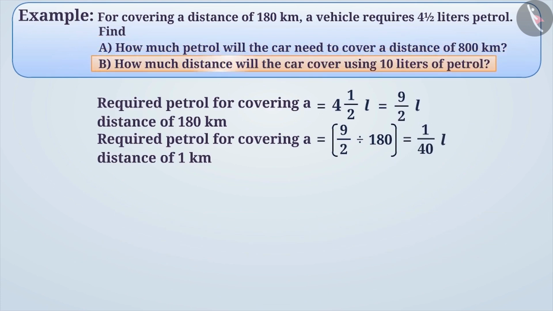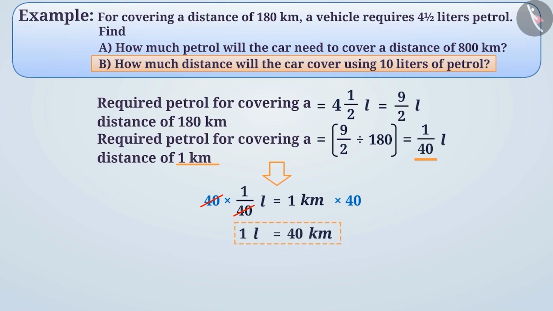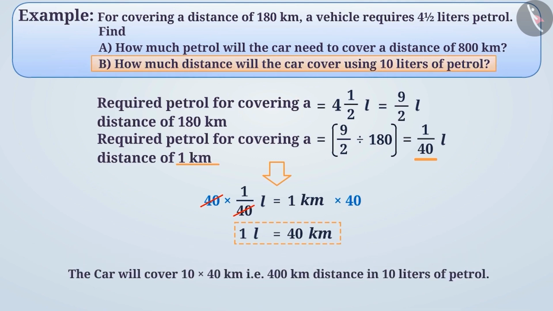Let's find out how much distance this vehicle will cover in 10 liters of petrol. As we can see, the vehicle will cover 1 kilometer distance in 1 by 40 liters of petrol. If we multiply both sides by 40, then we get to know that the vehicle will cover 40 kilometers distance in 1 liter of petrol. Similarly, the vehicle will cover 10 into 40 kilometers, that is 400 kilometers in 10 liters of petrol.